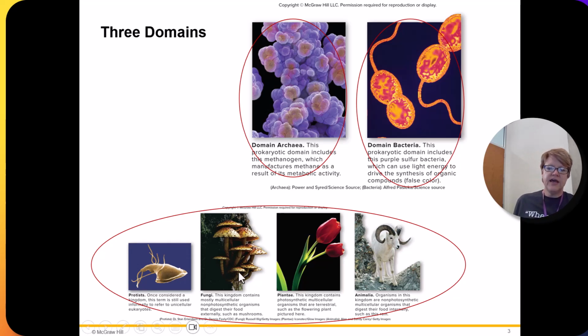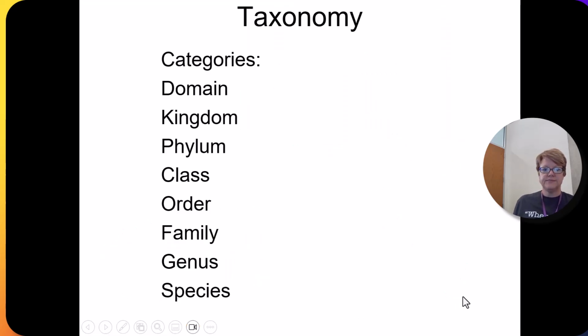Fungus, some fungi are unicellular, some are multicellular. These are mushrooms, so they're multicellular. Plants, kingdom Plantae, and animals, kingdom Animalia. So within the eukaryotes, these are not the only groups, but these are the main groups. So that's what we're showing you here. These organisms are all eukaryotic in the domain Eukarya. And some of them are unicellular and some of them are multicellular.